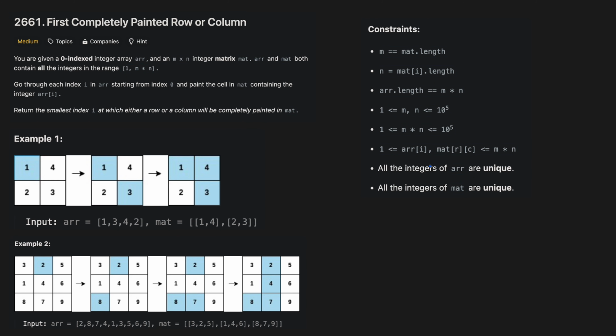And in terms of constraints, it is given that all the integers of array and matrix are unique. Then in example 1, for the given array and matrix, at index 0 in array, we see 1. So we paint the corresponding cell in the matrix with blue color. Then at index 1 in array, we see value 3 and paint the corresponding cell in the matrix. Then at index 2, we see 4 and paint the cell containing 4 in the matrix. And now we see that this row and this column are completely painted. So we return i equal to 2 as our answer, because either a row or a column should be completely painted in the matrix. So we can return the answer either based on this row or this column.